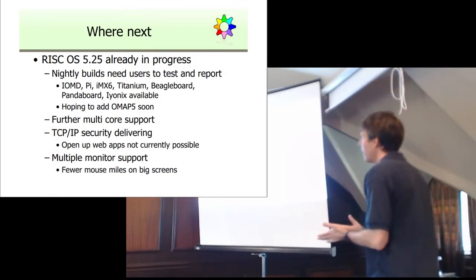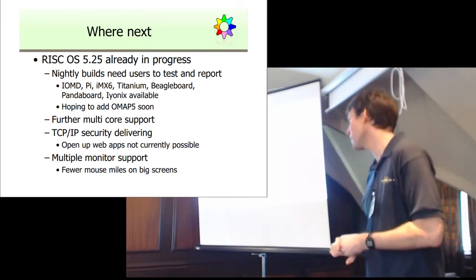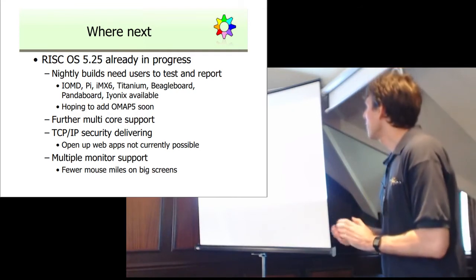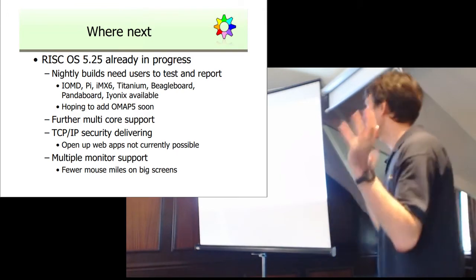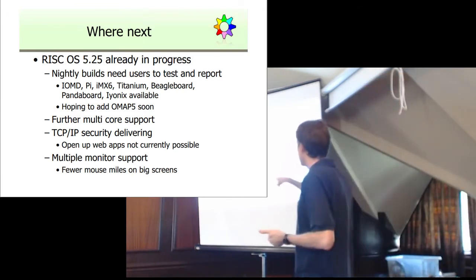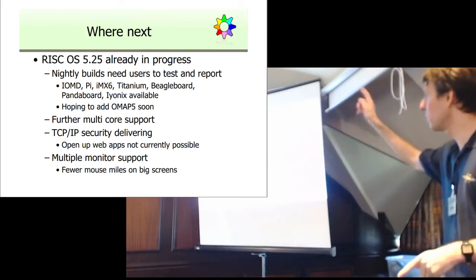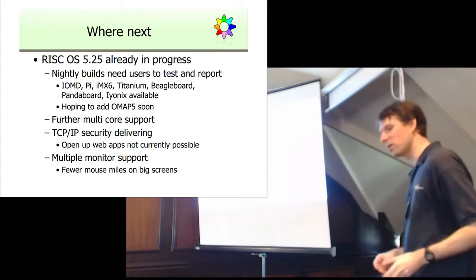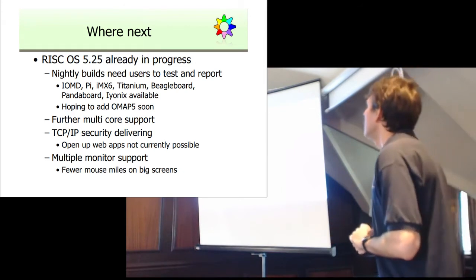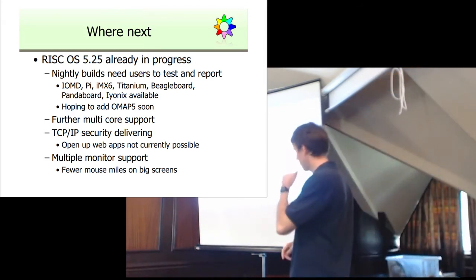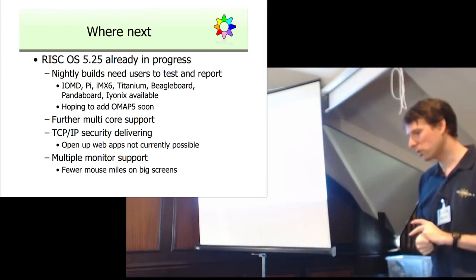And of course, the very night after RISC OS 5.24 was finished, the next set of RISC OS 5.25 popped out of the nightly builder. So every night there's a server somewhere in the cloud somewhere. There's a server that regenerates RISC PC, Raspberry Pi, IMX6 board, Titanium, Beagle board, Panda board, and Ionix ROM. So every morning you can test the latest and greatest. Sometimes they might crash a little bit, don't worry about that. And hopefully, I need to have a discussion with Chris Evans today. The OMAP 5 ROM should be joining that list as well very shortly.